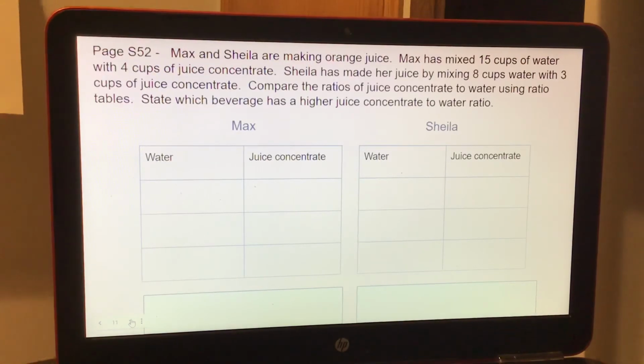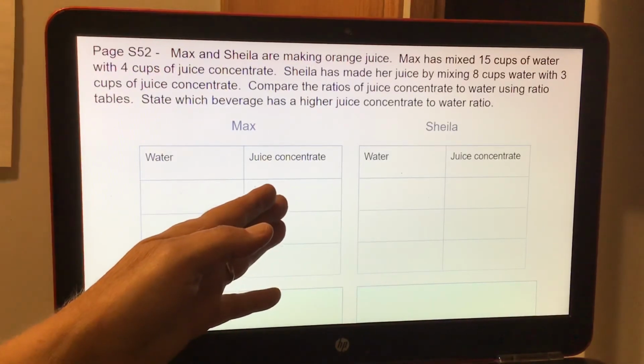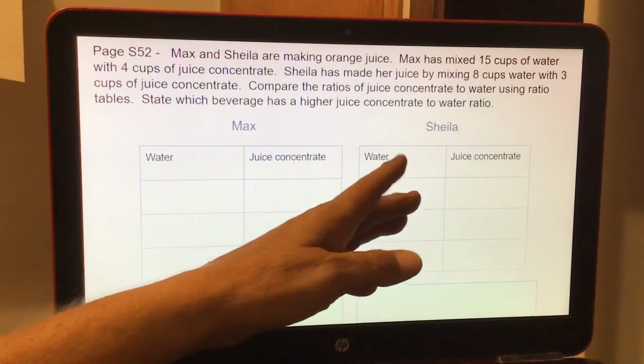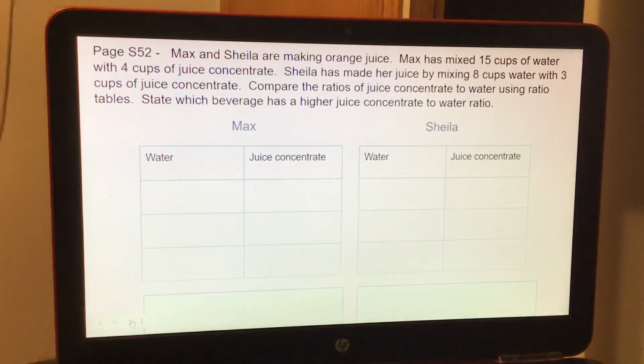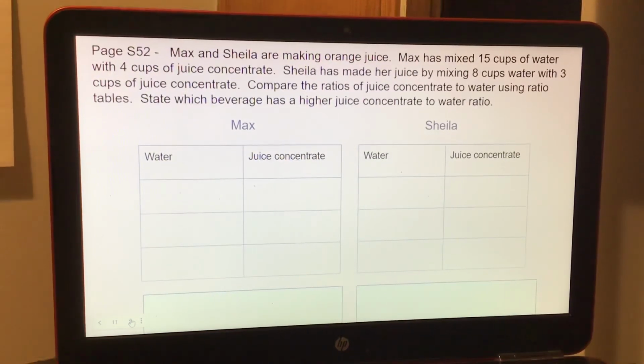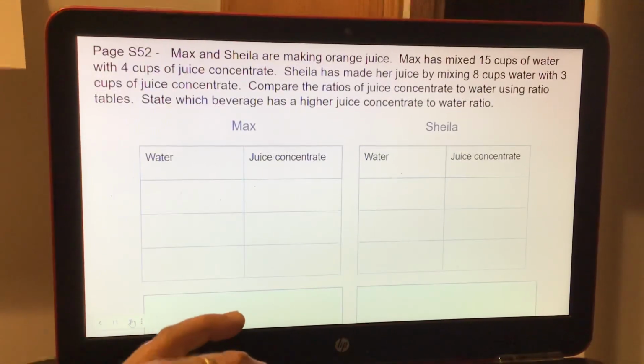Okay, so Max, he has 15 cups of water, and he has 4 cups of concentrate. And so you can fill that out. Sheila has 8 cups of water to 3. So what you're going to probably have to do is find a common denominator to see. Yeah, you're going to have to do a common denominator for that one. So I'm going to do a separate small video showing that, and then I'll help you get through this question. How about that?